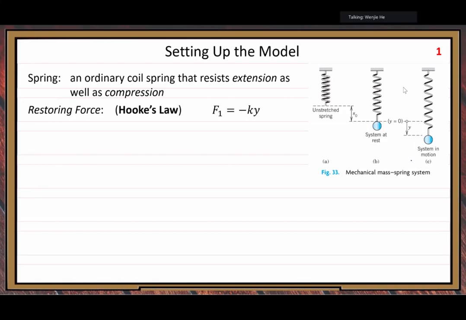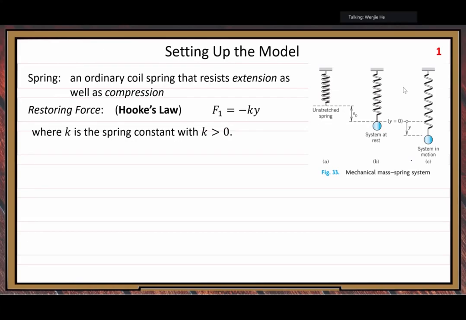F1, because in this system we may have multiple forces. F1 is the resistance force, just one of the possible forces. F1 equals negative k times the displacement, where k is the spring constant, always positive. The negative sign gives us the direction of the force.